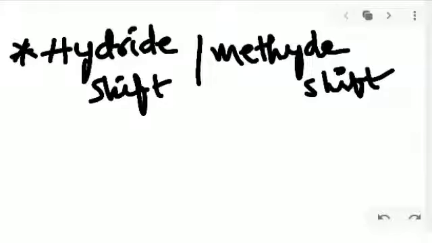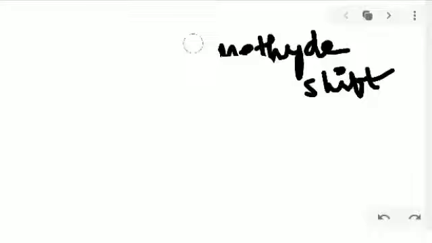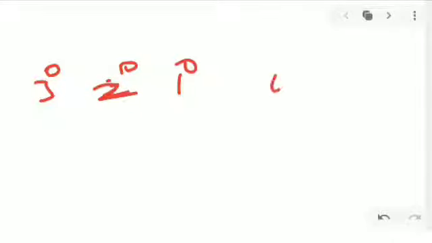Before that, we are seeing the stability order of carbocation, and then we will see how the hydride shift and methyl shift take place. So first, the stability of carbocation by the inductive effect: tertiary, secondary, primary, and zero degree.